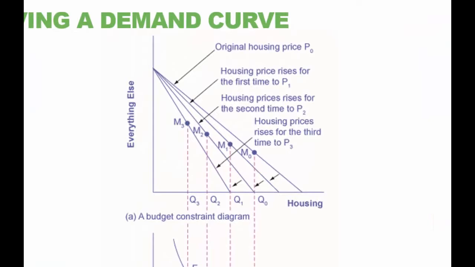In the upper graph, we see that as the price for housing increases from P0 to P1 to P2 to P3, the budget constraint on the upper part of the diagram shifts to the left. The utility maximizing choice changes from M0 to M1 to M2 to M3. As a result, the quantity demanded for housing shifts from Q0 to Q1 to Q2 to Q3, ceteris paribus.